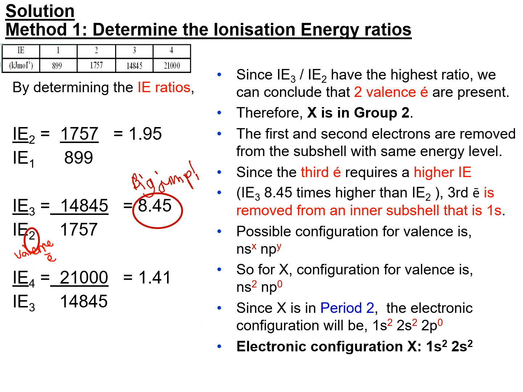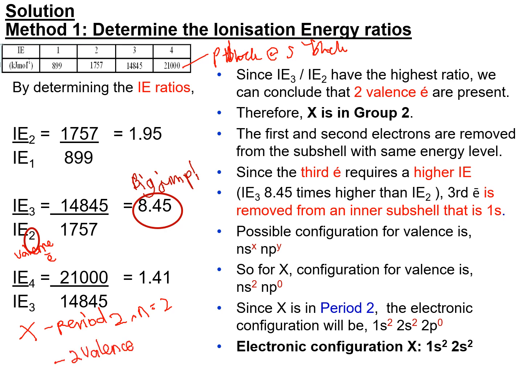So kat sini kita dah ada sedikit-sedikit info. X berada pada period kedua dekat dalam soalan tadi, kiranya dia punya n equals to 2. And also kalau let's say melalui successive ionization energy ni, you boleh tahu elements yang berada di p block ataupun s block. Okay, lepas tu kita tahu yang X ni ada 2 valence electron. Cuma kita tak tahu je dia berada dekat p block ke s block.